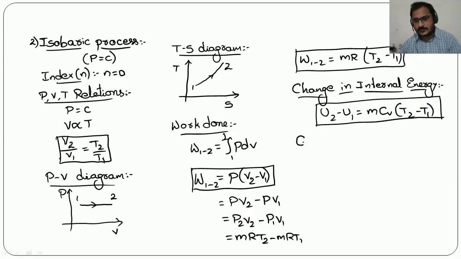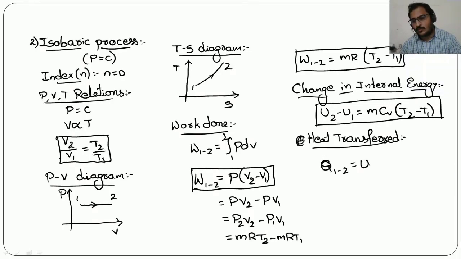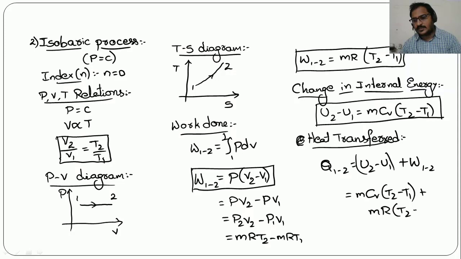Then the heat transferred Q(1 to 2) is equal to U2 minus U1 plus work done. So we can write this as mCv (T2 minus T1) plus mR (T2 minus T1). So we can write m into (T2 minus T1) common here, and we got Cv plus R.